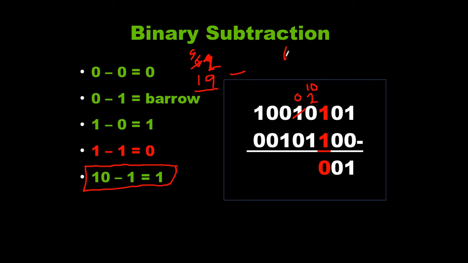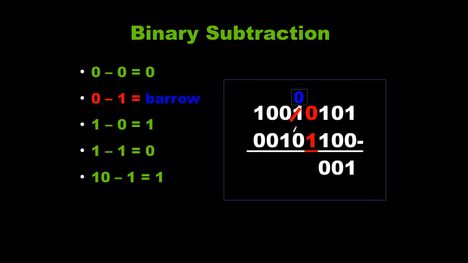That's why I said 10, consider it, or 2. We borrowed 2 or 10. So 10 minus 1 is 1. Now we have 0 minus 0 is 0. 0 minus 1, we can't. We have to borrow. Can I borrow from this one? No. So we'll borrow from this.